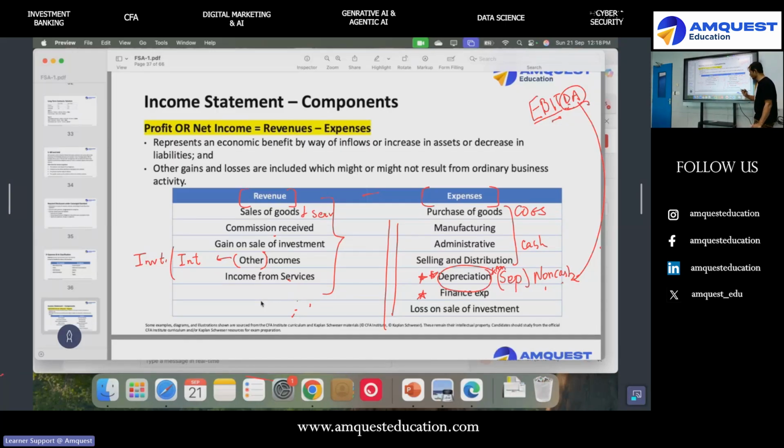Clear, guys? Make a note of that quickly. So if you look at this slide, if you have the notes, just understand that within expenses, depreciation is the only non-cash line, right? Depreciation and amortization, just write that. And it leads to EBITDA.